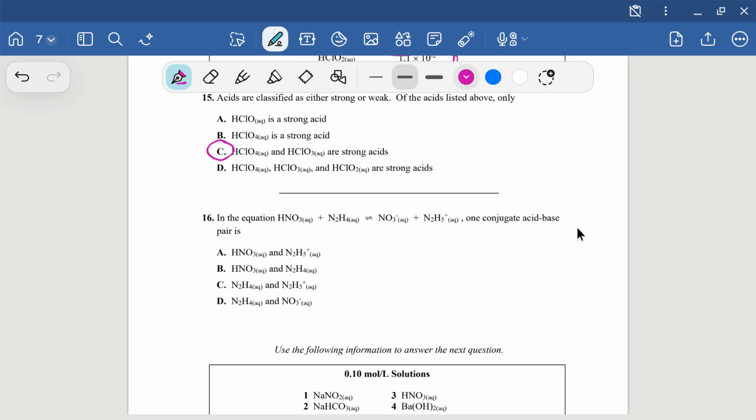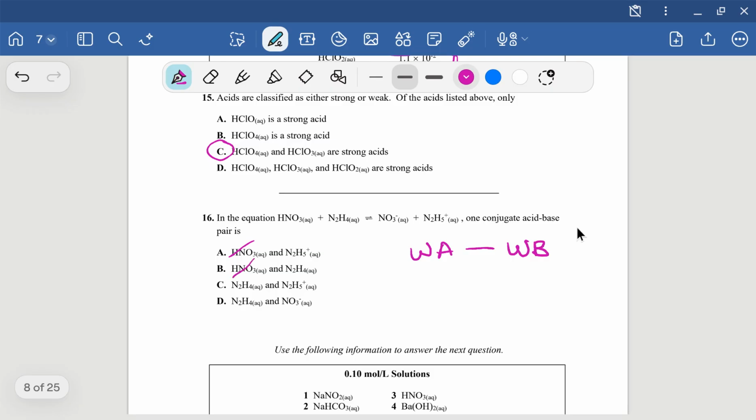Number 16, in the equation given, so our equilibrium, one conjugate acid base pair is. So to be a conjugate acid and a base, you must be weak and you must be beside each other on the data booklet. So page 8, 9, which means you're the difference of just 1 hydrogen. So taking a look at this, you can rule out this first one because that is strong. Again, that's not even related.